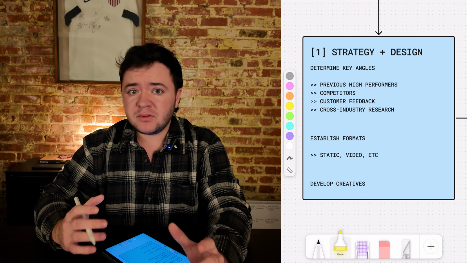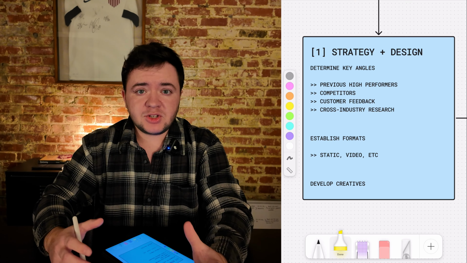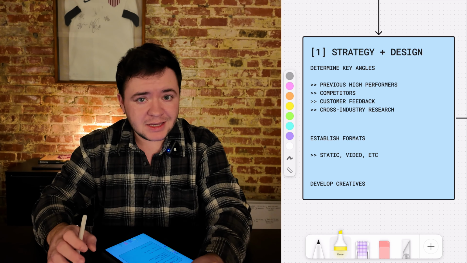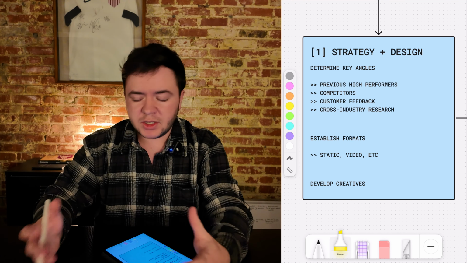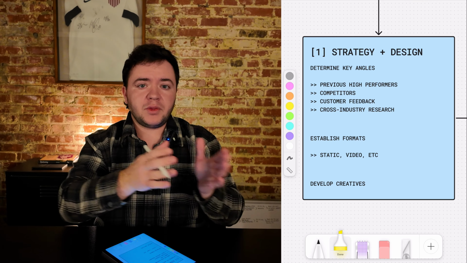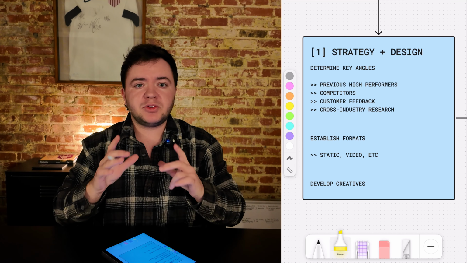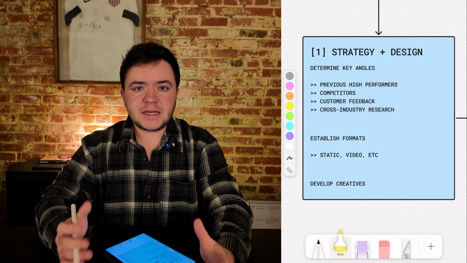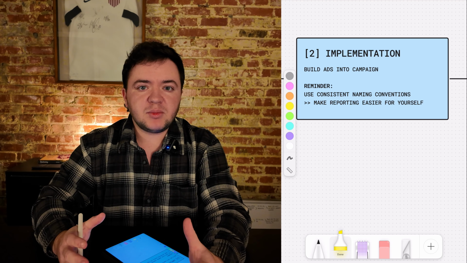And video plays a bit of a different role. Both are very important in any user journey. Static images are able to communicate the value immediately, while video content allows for longer form explanations, storytelling, things like that. I would suggest aligning your angle with your placement and with your format, and piecing those together to produce optimal ads. Now, the final piece of step 1 is developing your creatives. Next, we go into implementation.